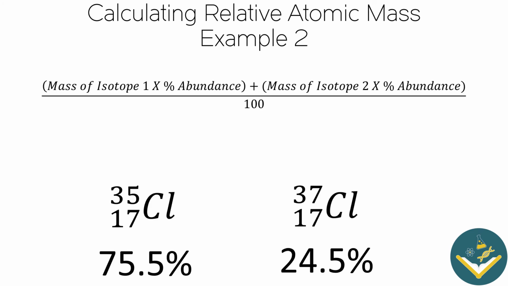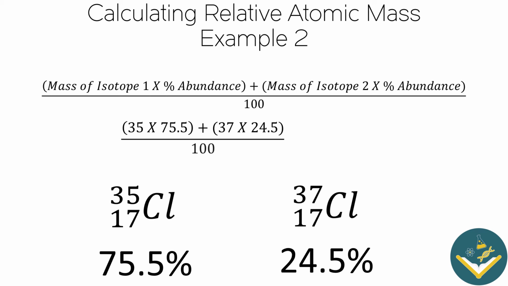So let's try a slightly harder example, which is chlorine-35 and chlorine-37. So straight away we can start constructing our equation. We can see that chlorine has a mass of 35 and an abundance of 75.5. We then add in the second part, where chlorine has a mass of 37 and an abundance of 24.5, and then finally add in a division by 100. This will equal 35.49.